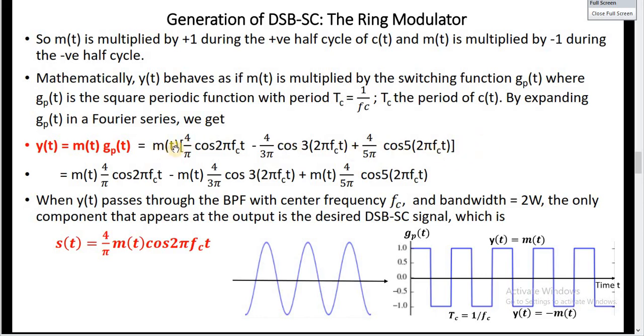Now we multiply m of t with each one of these terms. So we have m of t times 4 over pi cosine 2 pi fct minus m of t times 4 over 3 pi cosine 3 times 2 pi fct plus m of t times 4 over 5 pi cosine 5 times 2 pi fct plus higher order terms. Now we come to see what role the filter plays.